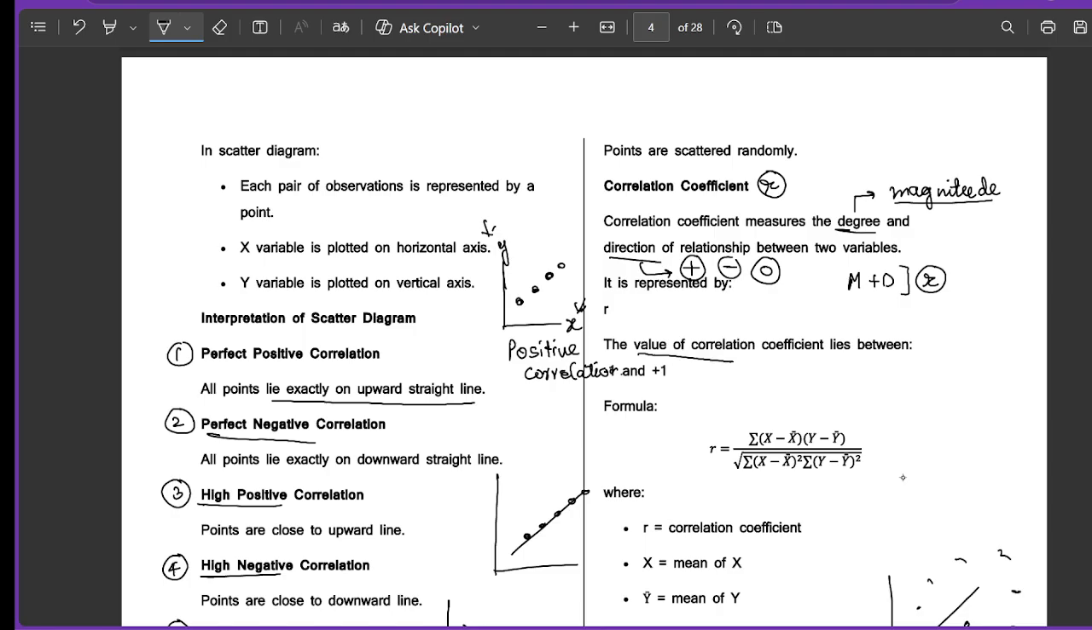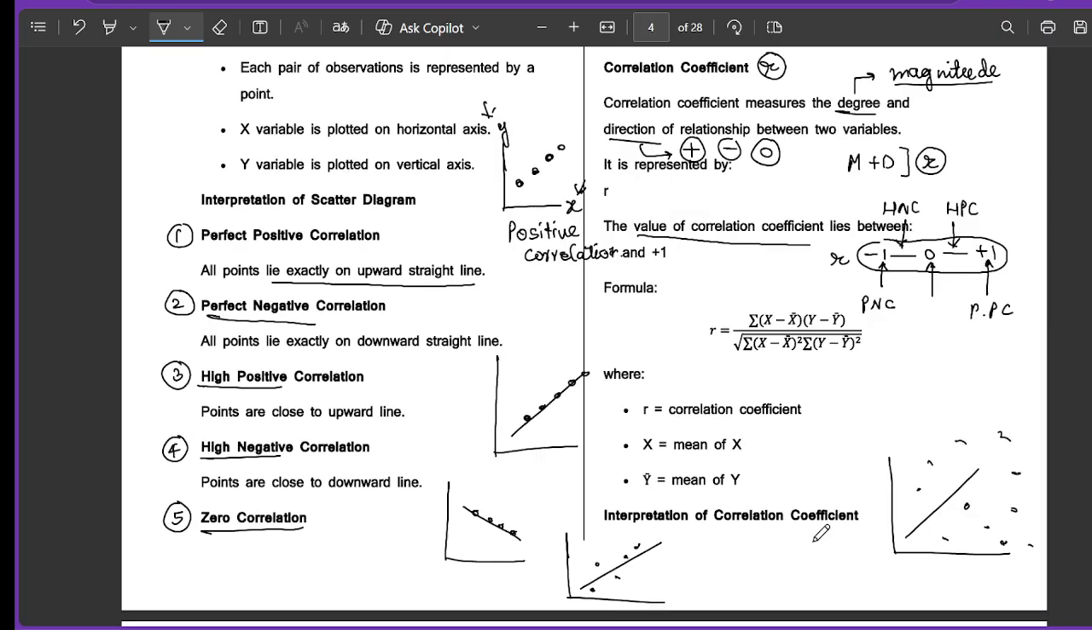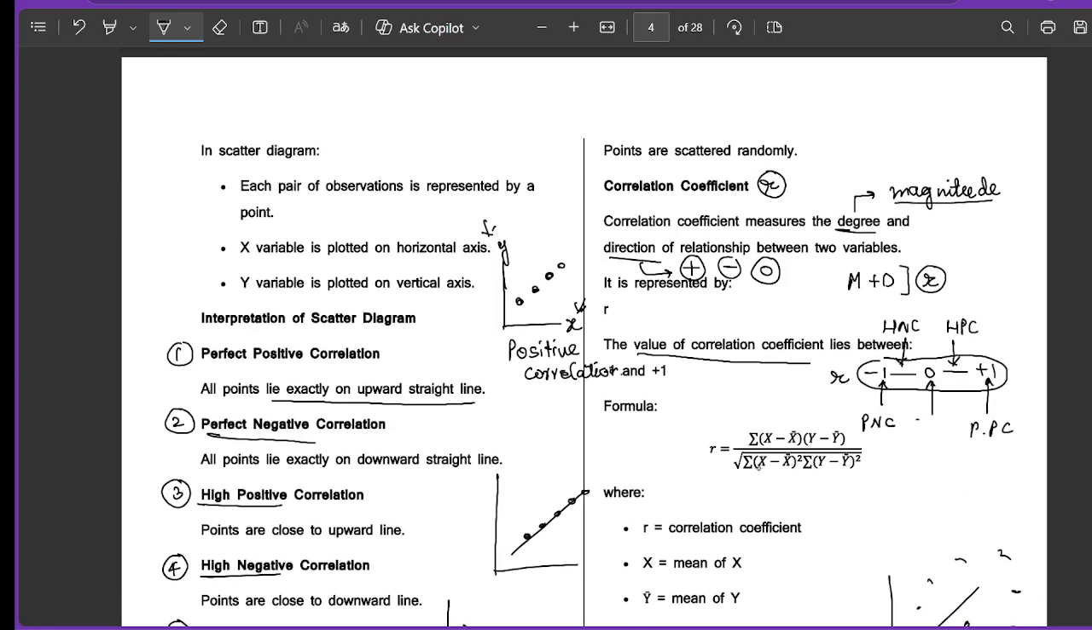Now the value of this correlation coefficient, that is the value of R, can lie in the range of -1 to 0 to +1. It will lie only in this range. If it is +1, we say it is a perfect positive correlation. If it is -1, it is perfect negative correlation. If it is here, we say highly positive correlation. If it is here, then we say highly negative correlation. And if it is here, we say there is no relation, or that there is zero correlation.